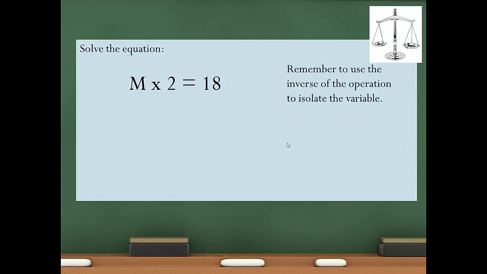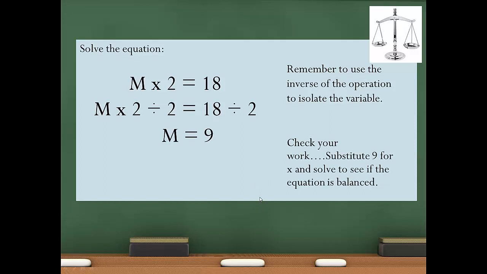Remember that in order to solve this, we'll use the inverse operation. The equation is multiplying by 2. So to get the variable isolated, or by itself, we will divide both sides by 2. Remember, to keep our balance, we've got to divide by 2 on both sides. So when we go to solve this, 2 divided by 2 is going to be 1, or we can just cross them out and get rid of them. And we end up with our variable m equals 18 divided by 2, which is going to be 9.